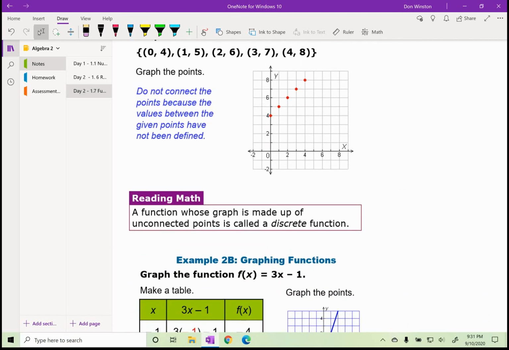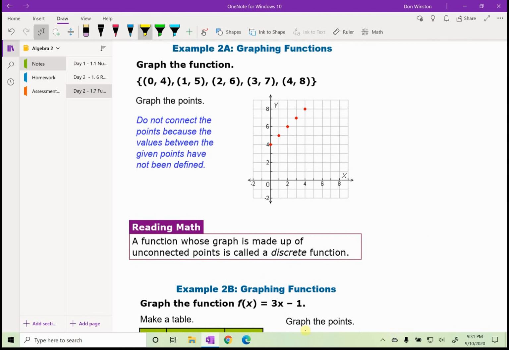A function whose graph is made up of unconnected points is called a discrete function. So this would be discrete. Discrete points mean we only have specific points.